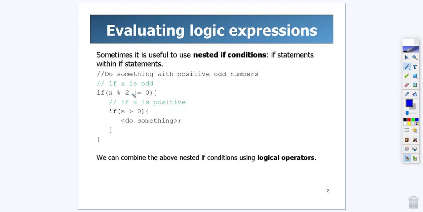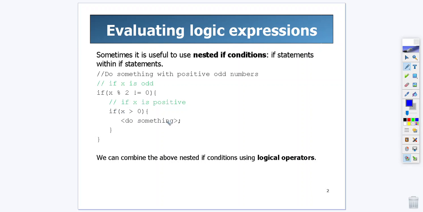So I could say if x mod 2 is not equal to 0, or I could say if x mod 2 is equal to 1, either way. Basically, if it passes that condition, we're talking about odd numbers. So now, how do I figure out which of those odd numbers are positive? Well, positive numbers are greater than 0. So if it passes both of these conditions, if it's an odd number, and then if the odd number is greater than 0, we would do something.